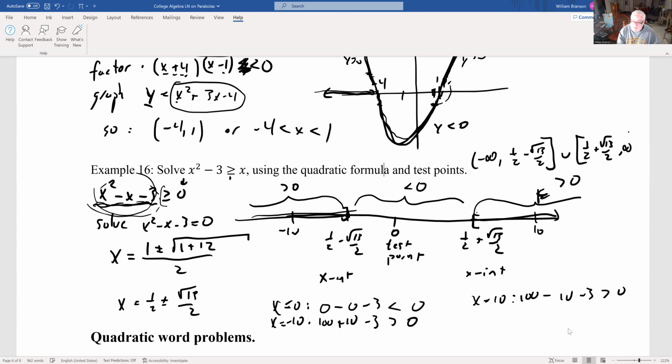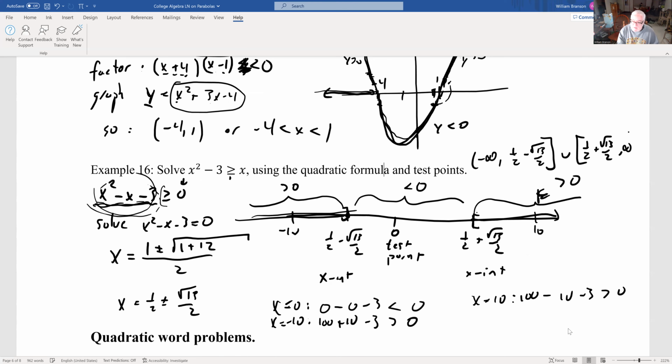Okay, so quadratic word problems. Maximum, minimum of a quadratic function. Remember, when you're asking for maximum, minimum of a quadratic function, that means what they're asking for is what's the vertex of the parabola. So what are two numbers that add up to 10? Product as big as possible. So we'll take our two numbers.